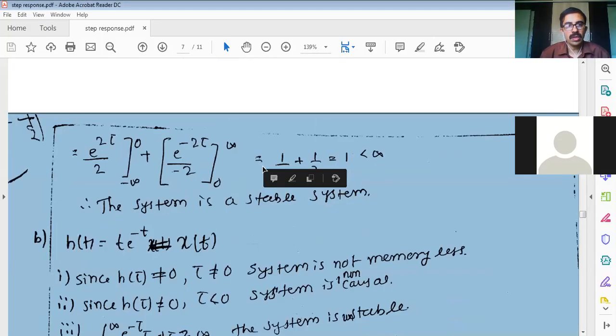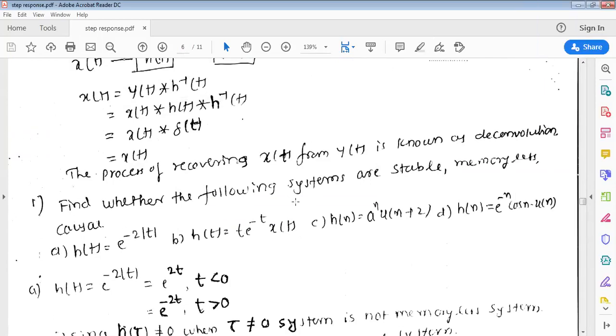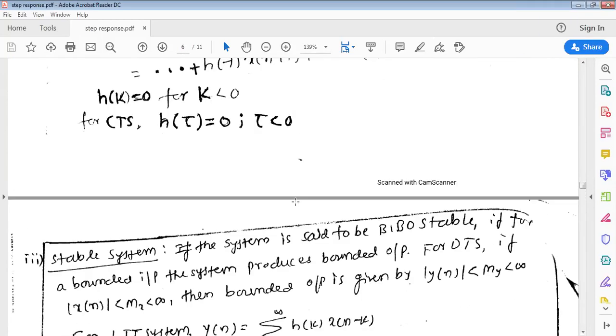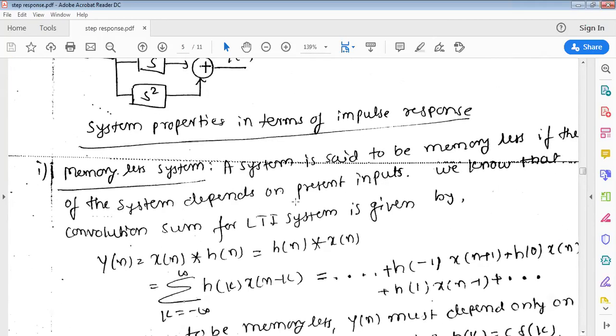Now we'll start with the property of system. Okay, so once again, memoryless system, already I covered yesterday.